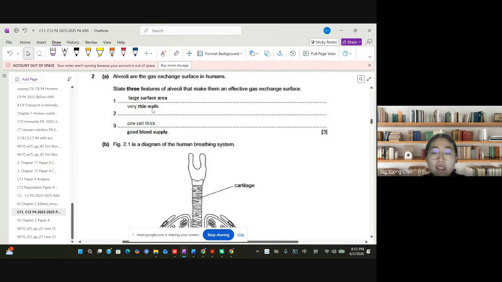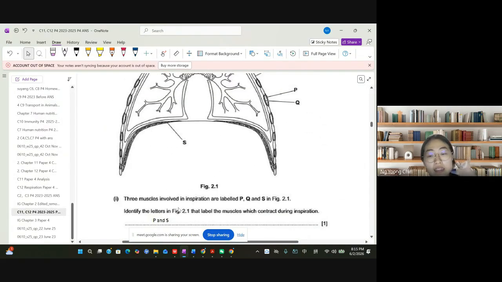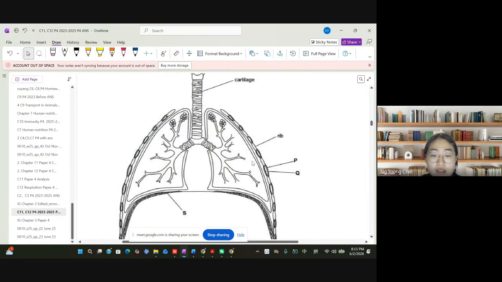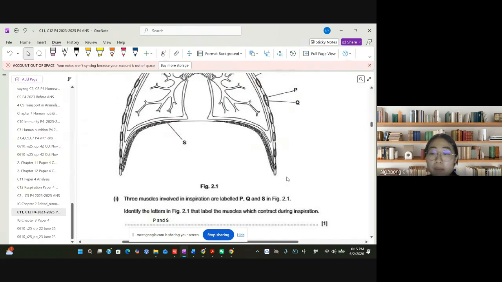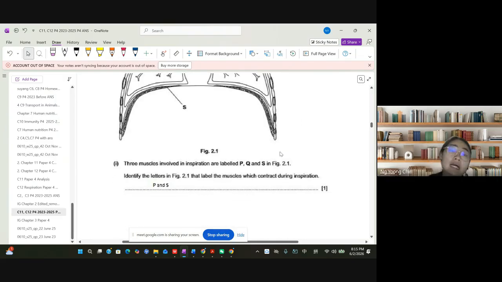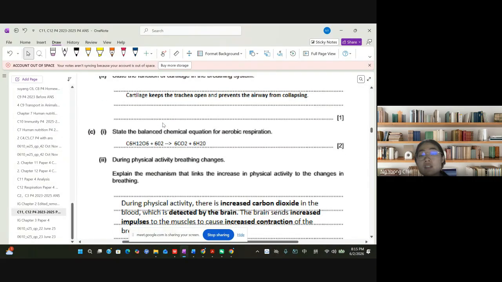Okay, this one I will not repeat again, alveolar structures. And then this one, identify the letters that label the muscle with contractions during inspiration. So the answer is P and S, because they contract during inspiration. P is the external intercostal muscle, so when they contract, they help the ribcage move upwards and outwards. S is the diaphragm, so it moves downwards, contracts and flattens.